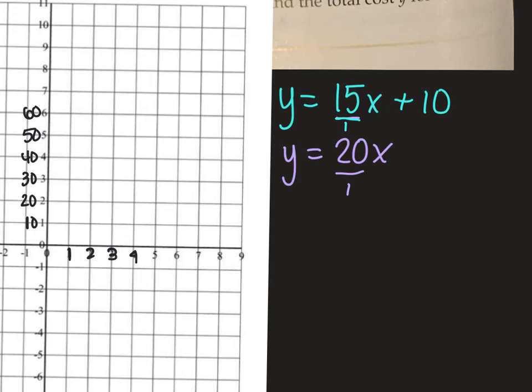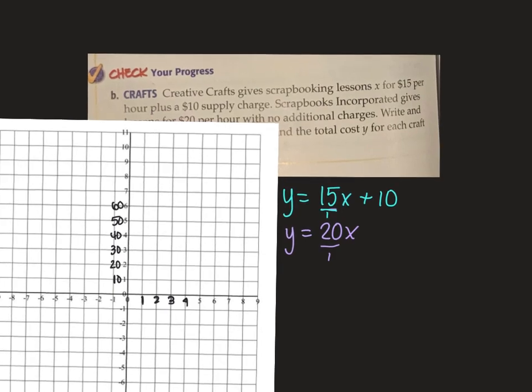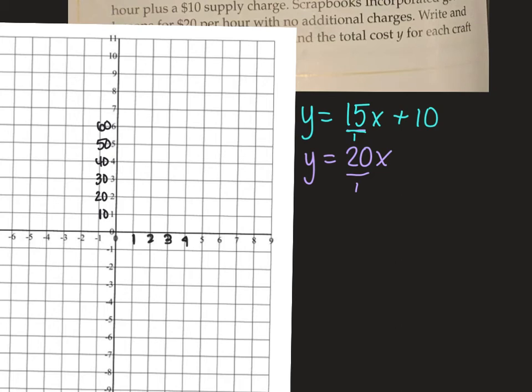And we need some labels. $15 per hour, $10. I think these are hours and these are dollars. Okay, I'm on the way to getting this done. I've got to put a dot at 10, so I have a blue dot here at 10. Oh, except that's pink. And then I've got to go up 15 and over 1.